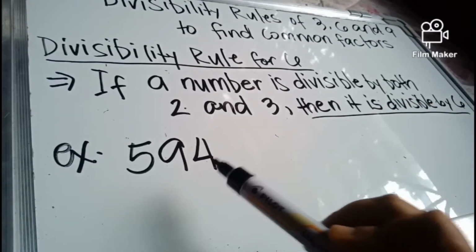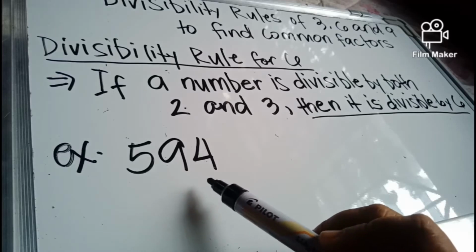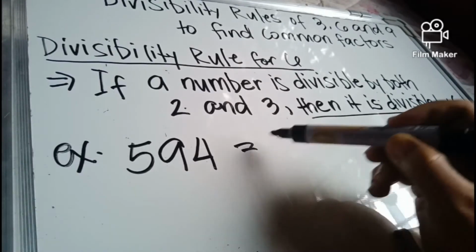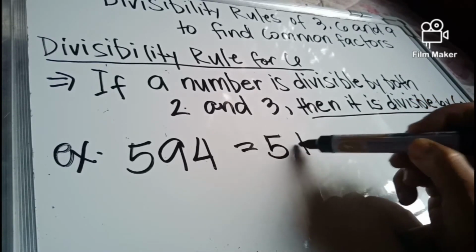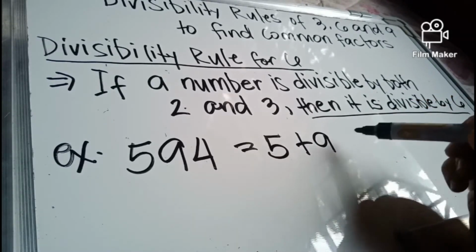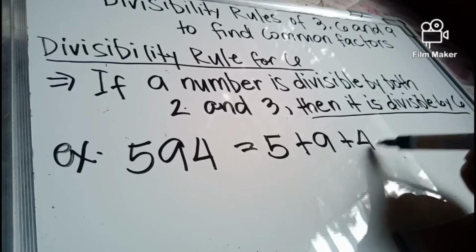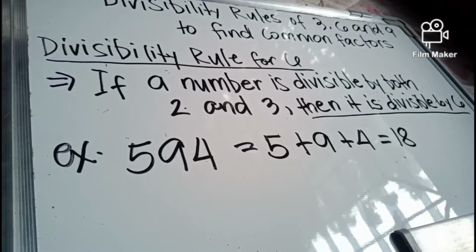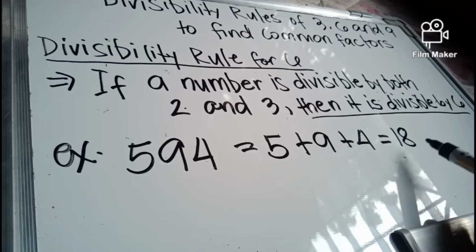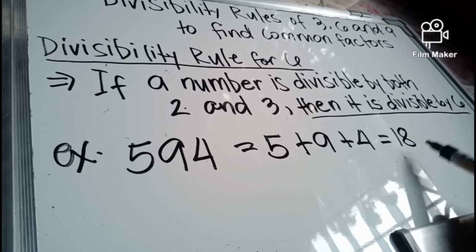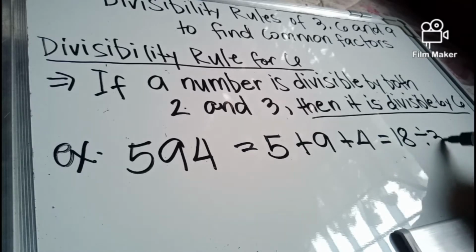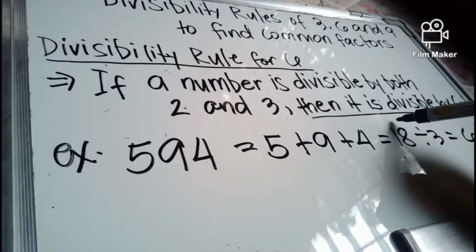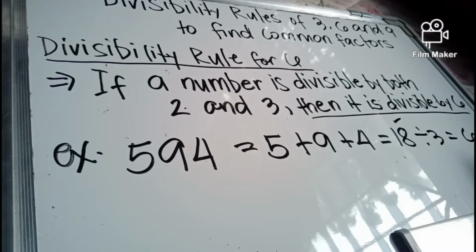So, titingnan natin kung ito ba ay divisible by 6. 594, tingnan muna natin kung ito ay divisible by 3. So, let's add 5 plus 9 plus 4 equals 18. And we all know that 18 is divisible by 3. So, 18 divided by 3 equals 6. So, therefore, 18 is divisible by 3.